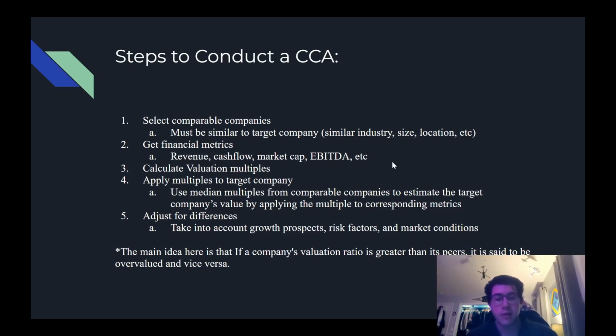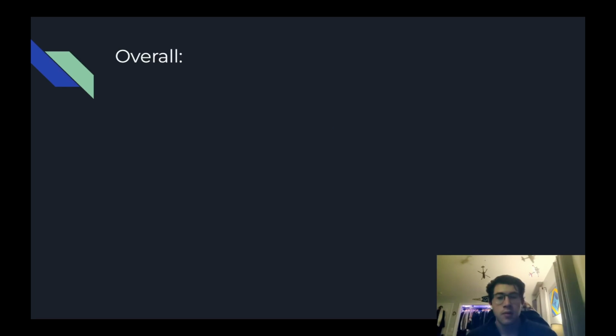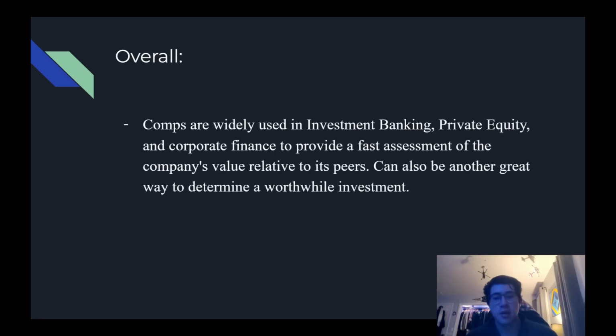So, for example, let's just go with Google, Apple, and Microsoft. If Google's valuation ratio is greater than Microsoft and Apple, it's said to be overvalued. Overall, comps are widely used in investment banking, private equity, corporate finance and venture capital to provide a quick assessment of a company's value relative to peer companies. And a comparable company analysis is just another good way to determine if an investment is worthwhile.